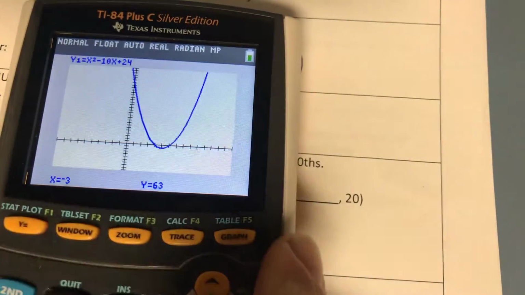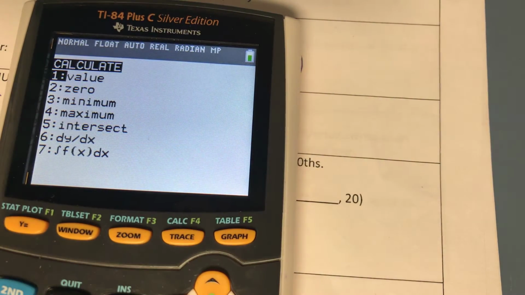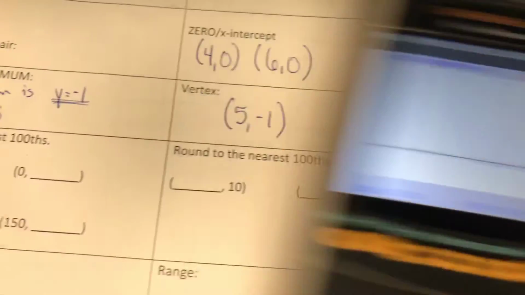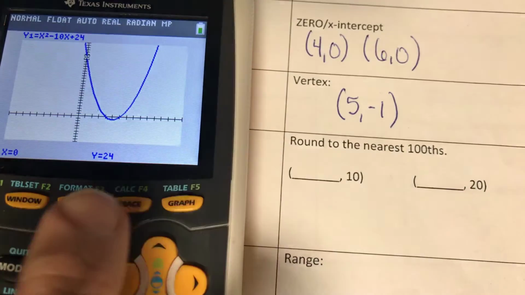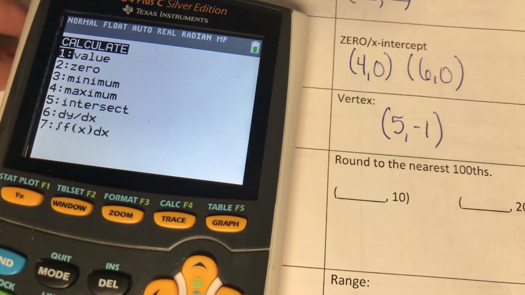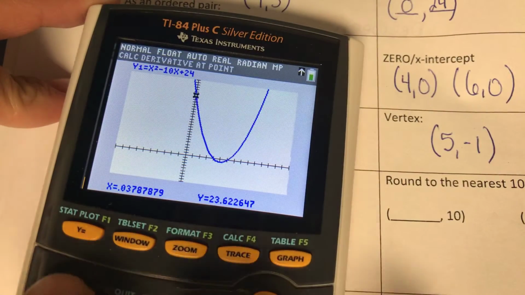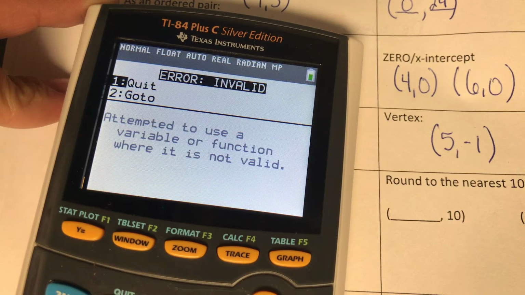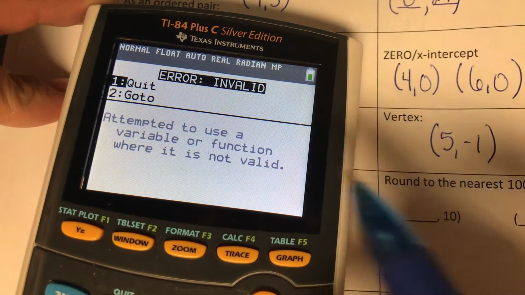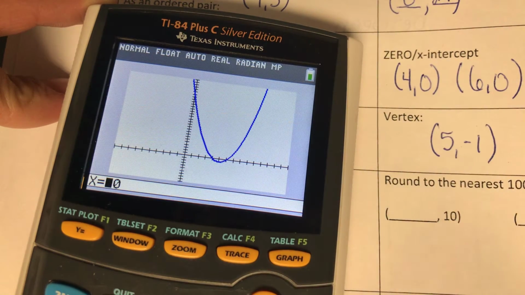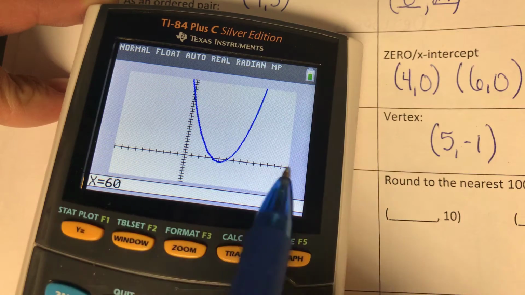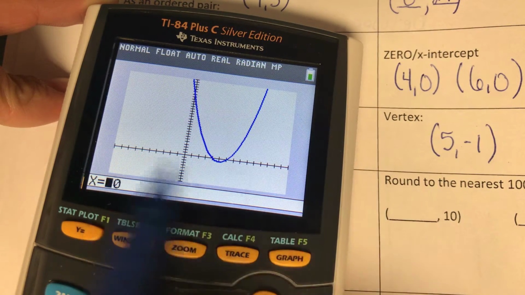If x is 0, second trace again, choose value, put 0 in. We already know this answer, it's 24. And then 60, again, you can go to second trace, you can put in 60. Whoops, I didn't do that right. So choose value, put in 60, and we're going to get an error message. We did talk about this earlier in the week, that the reason why this isn't going to work is because x is 60 doesn't fit in here. So this is where I would recommend that you actually go to your table instead.